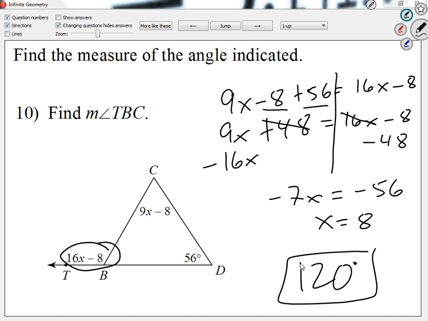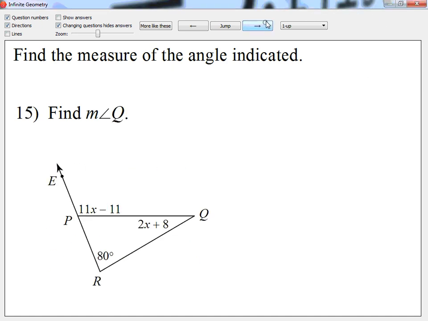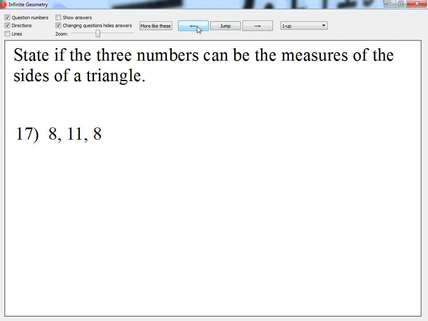Alright, any questions for the first 16? Alright, let's take a look at 17. It states that three numbers can be measures of the sides of a triangle. Once again, the numbers are not in any order, they're just listed. I highlight my two smaller numbers. Can those be the measures of a triangle? Yes. And we know yes because 8 plus 8 is more than 11.